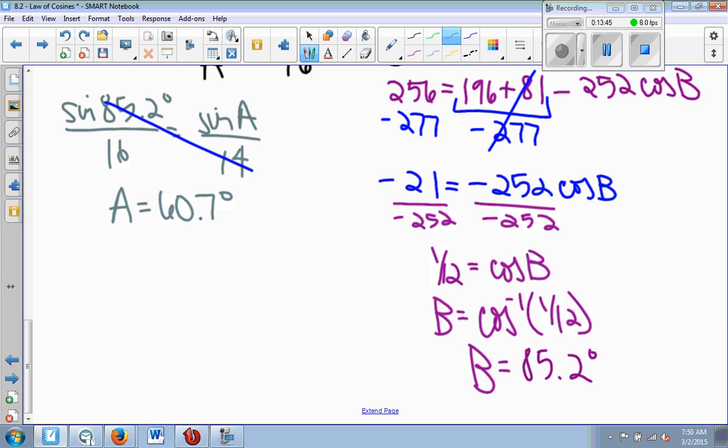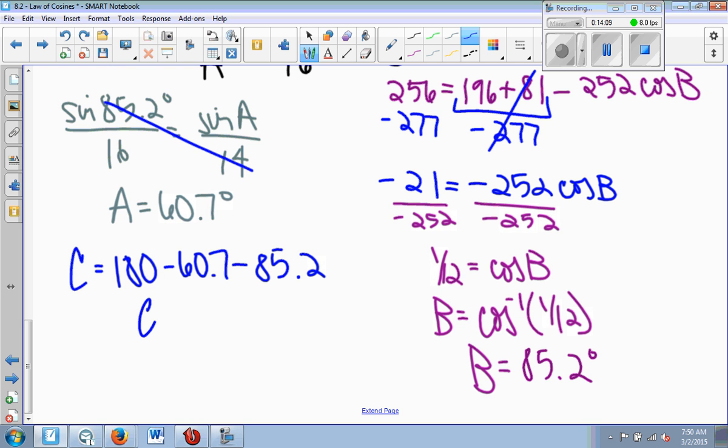Okay, the last thing we would need to find is angle C, and angle C can be found by just subtracting the two that I found from 180. So doing that subtraction gives me a total of 34.1 degrees. So we found the three missing angles in the triangle.